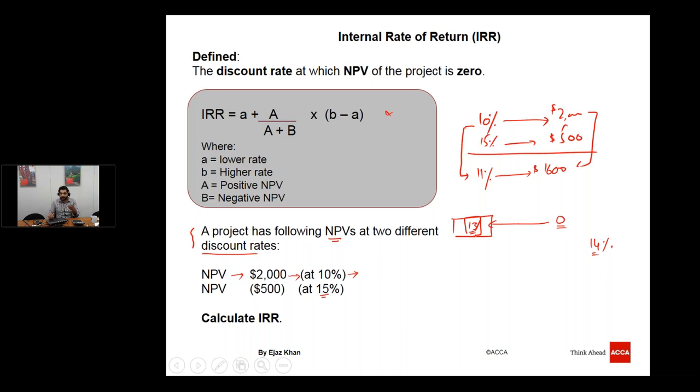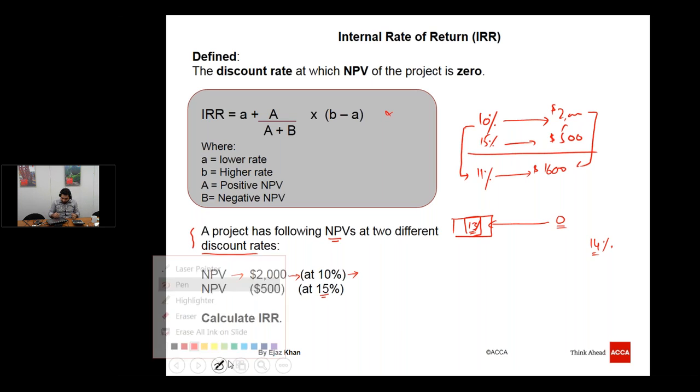So 13%, I've just assumed this figure. This 13% figure at which the NPV is 0 is telling us not to accept this project if your cost of capital is higher than 13%. But do accept this project if your cost of capital is less than 13%. So this is how IRR gives you an indication of whether to go for a project or not.